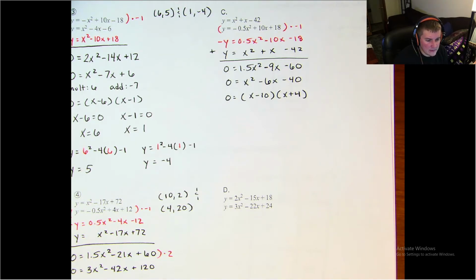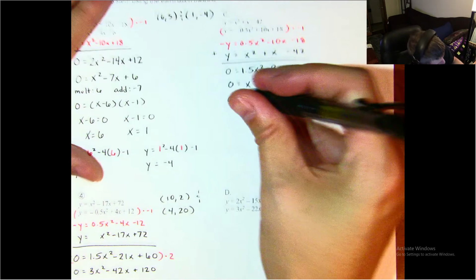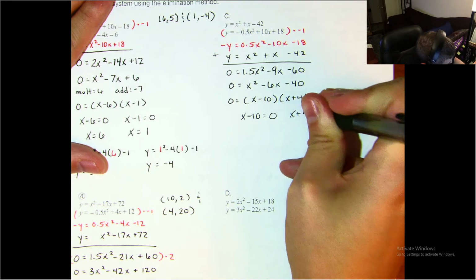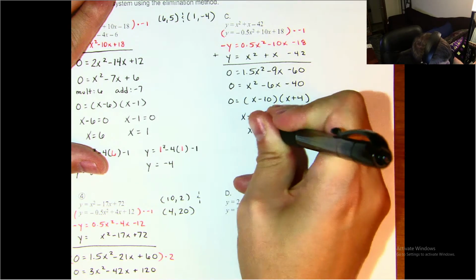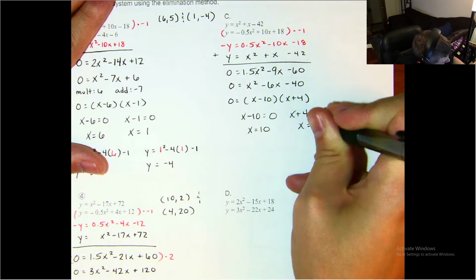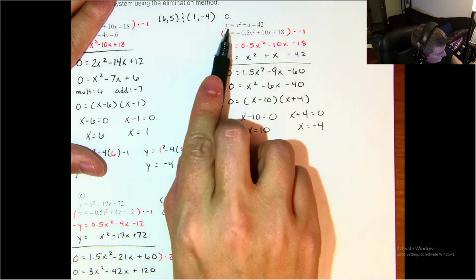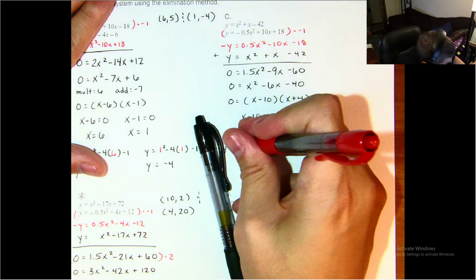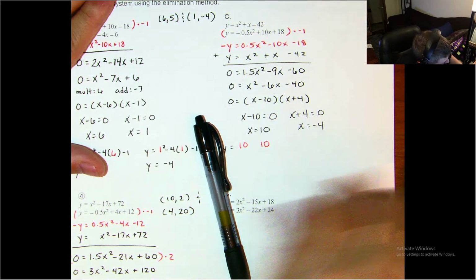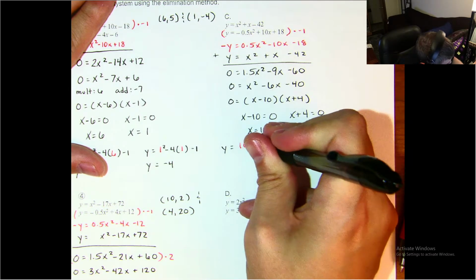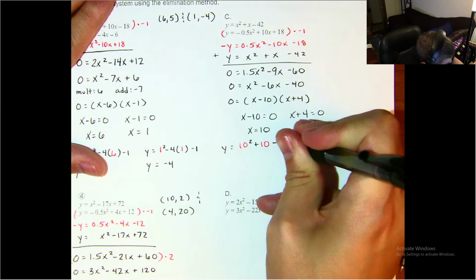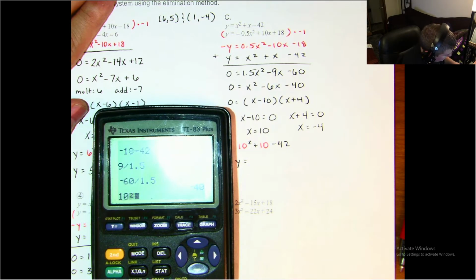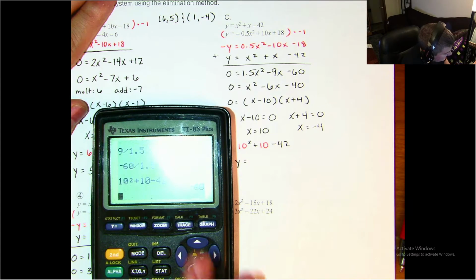So then that means x minus 10 is 0, or x plus 4 is 0. That means x is equal to 10, and x is equal to negative 4. Okay, now we just have to plug those in. I'm going to plug it into the top one. So y is equal to, here, 10 squared plus 10 minus 42. That means y is equal to, so 10 squared plus 10 minus 42 is 68.